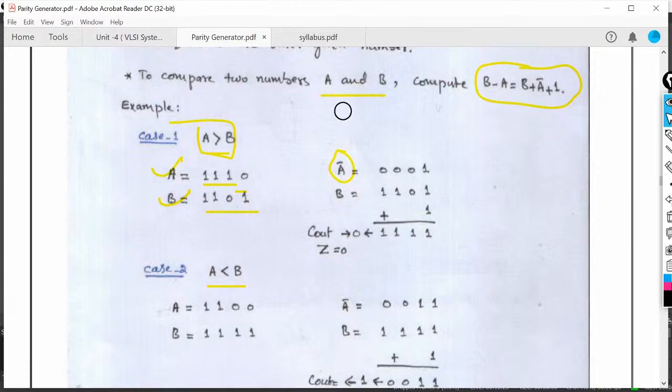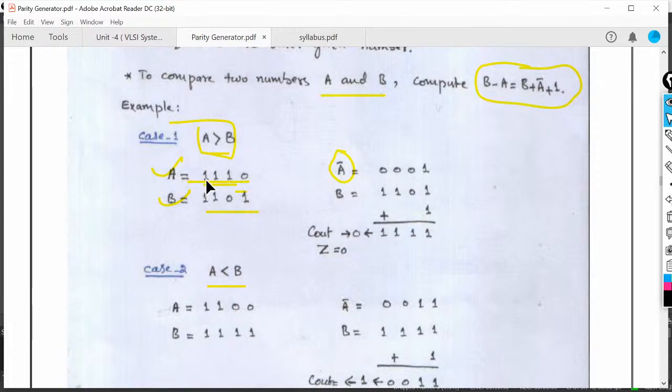We know that for subtraction we have to take the 2's complement of a number. So here I am taking the 2's complement of A. How can we take the 2's complement? First we have to find the 1's complement. After taking the 1's complement, we add 1 in the LSB side, and then we get the 2's complement of that number.